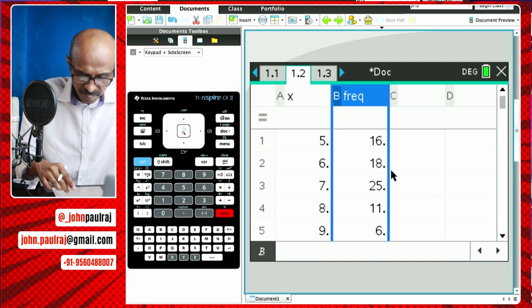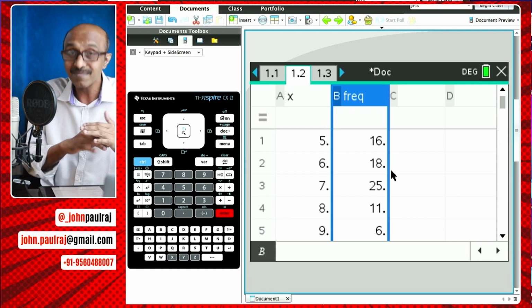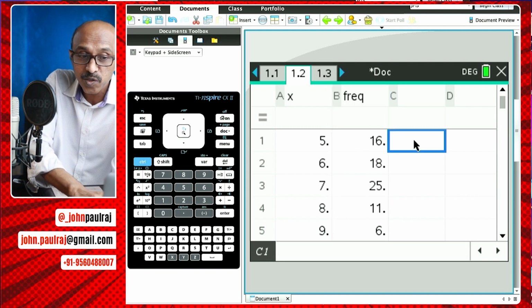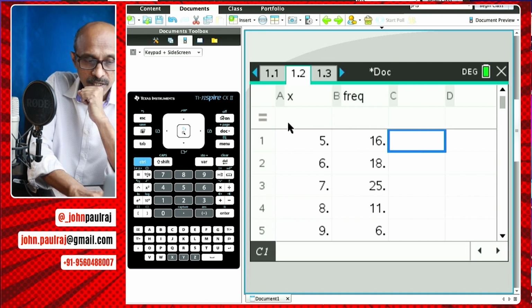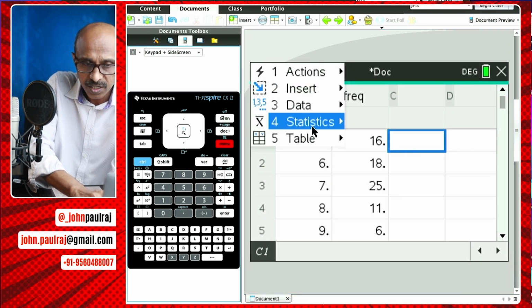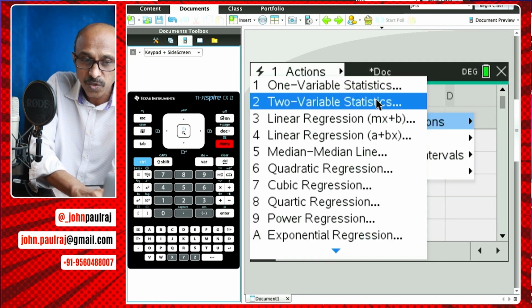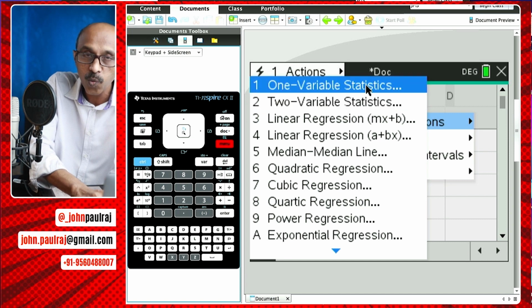Now, the question was to find the median, range, upper quartile, mean. They're all in one shot, you can get it. It's because it's one variable, we're going to run one variable statistics. So once you've entered the data correctly, go to menu, statistics, stat calculations, and there you can see one variable statistics and two variable statistics. You need to know when to use which one.